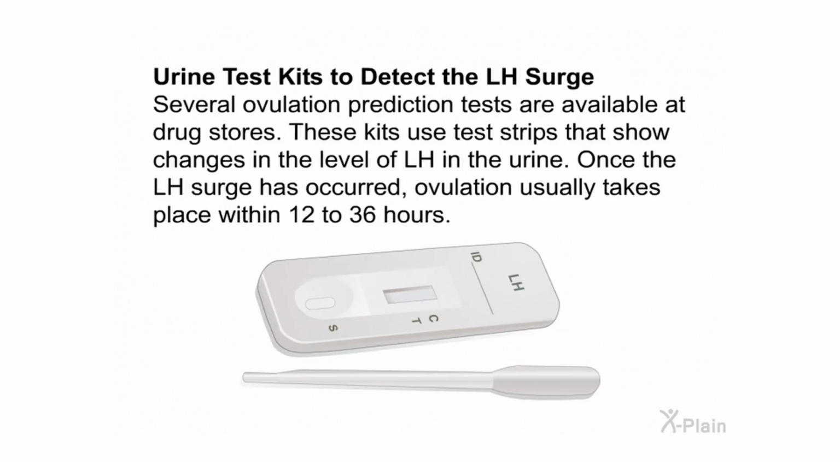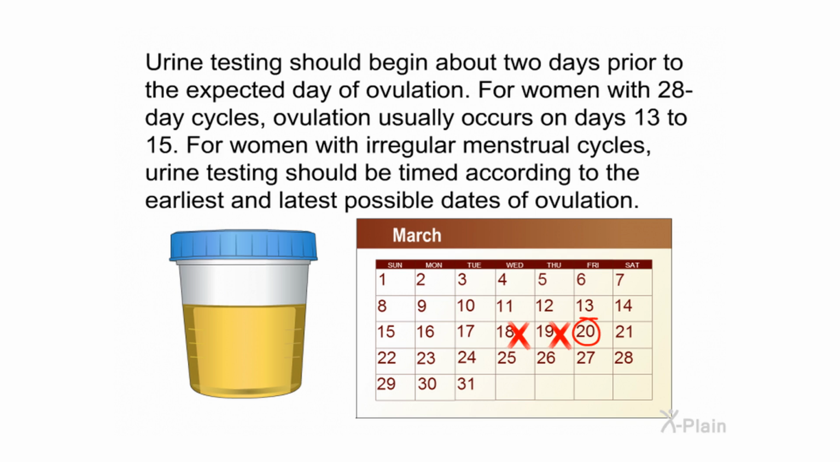Urine test kits to detect the LH surge. Several ovulation prediction tests are available at drugstores. These kits use test strips that show changes in the level of LH in the urine. Once the LH surge has occurred, ovulation usually takes place within 12 to 36 hours. Urine testing should begin about 2 days prior to the expected day of ovulation. For women with 28-day cycles, ovulation usually occurs on days 13 to 15.